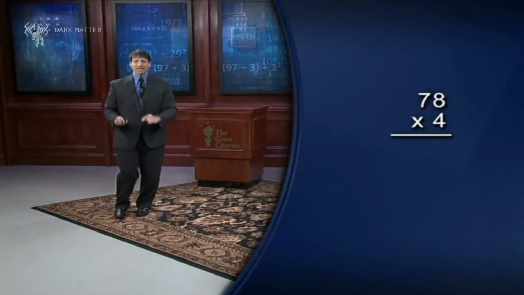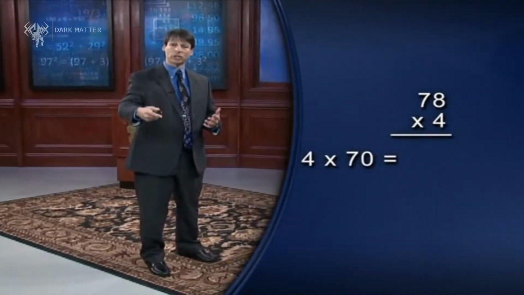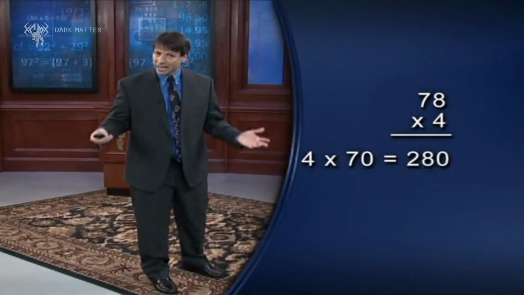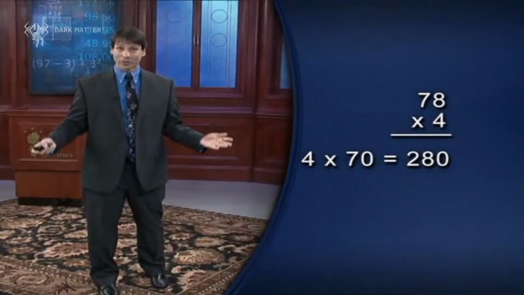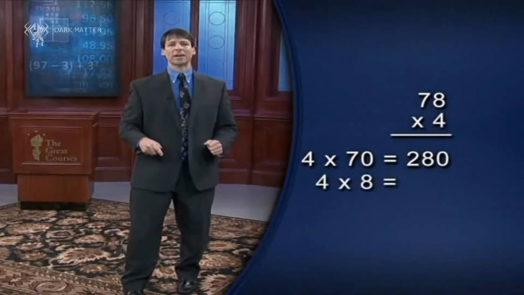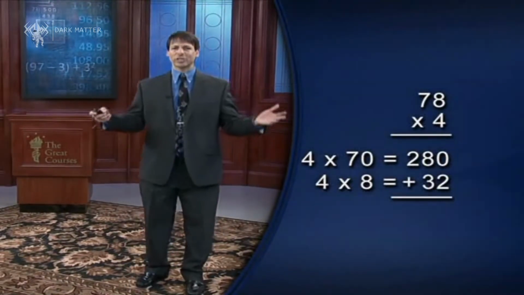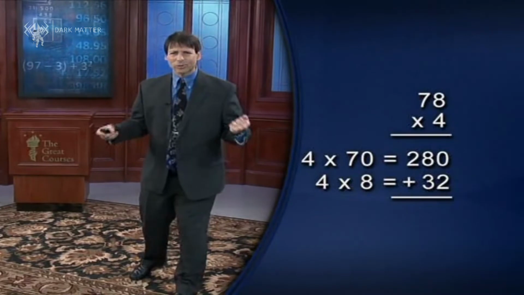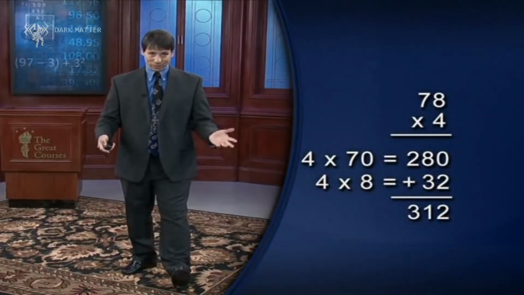Here's another problem that can be done 2 ways. Let's try the problem 78 times 4. Using the addition method, we can do that by taking 4 times 70, which is 280, right? 4 times 7 is 28, so 4 times 70 is 280. Then we do 4 times 8, which is 32. 280 plus 32, 28 plus 3 is 31, so I have 312 as my answer.